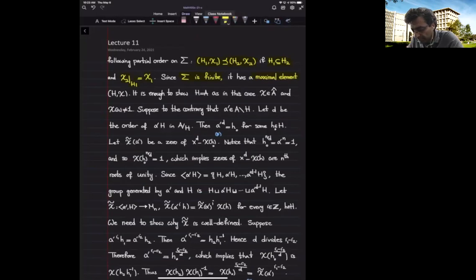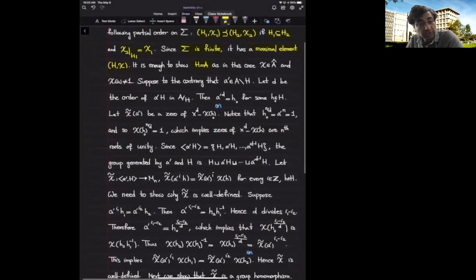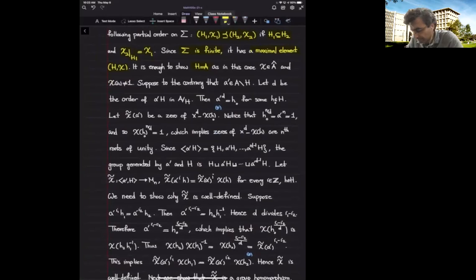Suppose h comma chi is such a maximal element. My claim is that h is A and we are done. We would be done if I show h is A. Suppose to the contrary that h is not A. So that means I can find some A prime inside A which is not inside H. I want to extend chi furthermore and include A prime in its domain. So this means I want to extend chi to the group generated by A prime and H.